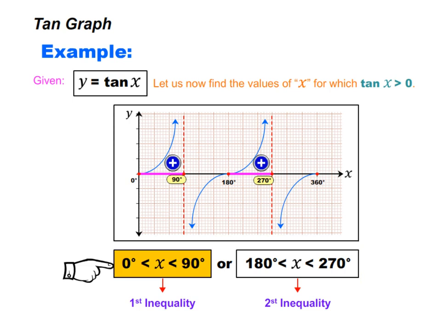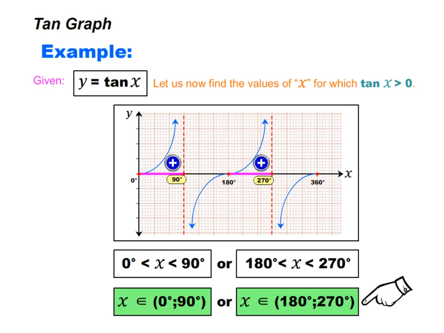Look at the first inequality. The first inequality means x is between 0 degrees and 90 degrees. Notice that 0 degrees, which is the smallest number, is written on the left, and 90 degrees, which is the largest number, is written on the right. Look at the second inequality. The second inequality means x is between 180 degrees and 270 degrees. Our solution can be written like this.